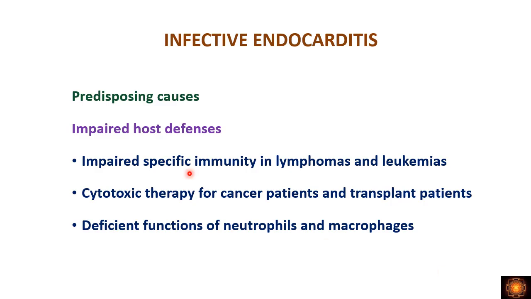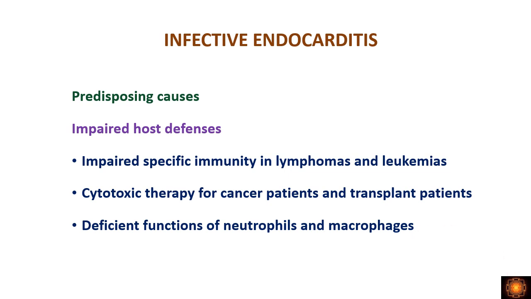Now the last predisposing cause is impaired host defense. As I told you, if the host defense is good, obviously he can fight back the infection, so the bacteremia or fungemia will not occur. But if there is a suppressed host defense, then obviously the infection will spread fast. So we see it in conditions like impaired specific immunity in lymphomas and leukemias, in cases where the patient is receiving cytotoxic therapy for cancer, in transplant patients where they use immunosuppressive drugs, and if there is deficient function of neutrophils and macrophages, then also the patient will have impaired host defense.